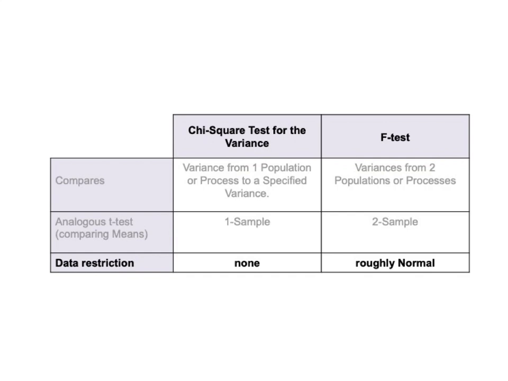The Chi-Square test for the variance is non-parametric. It has no restrictions on the data, other than it be numeric. The F-test, on the other hand, is parametric. It only works with data that at least roughly follow a normal distribution.